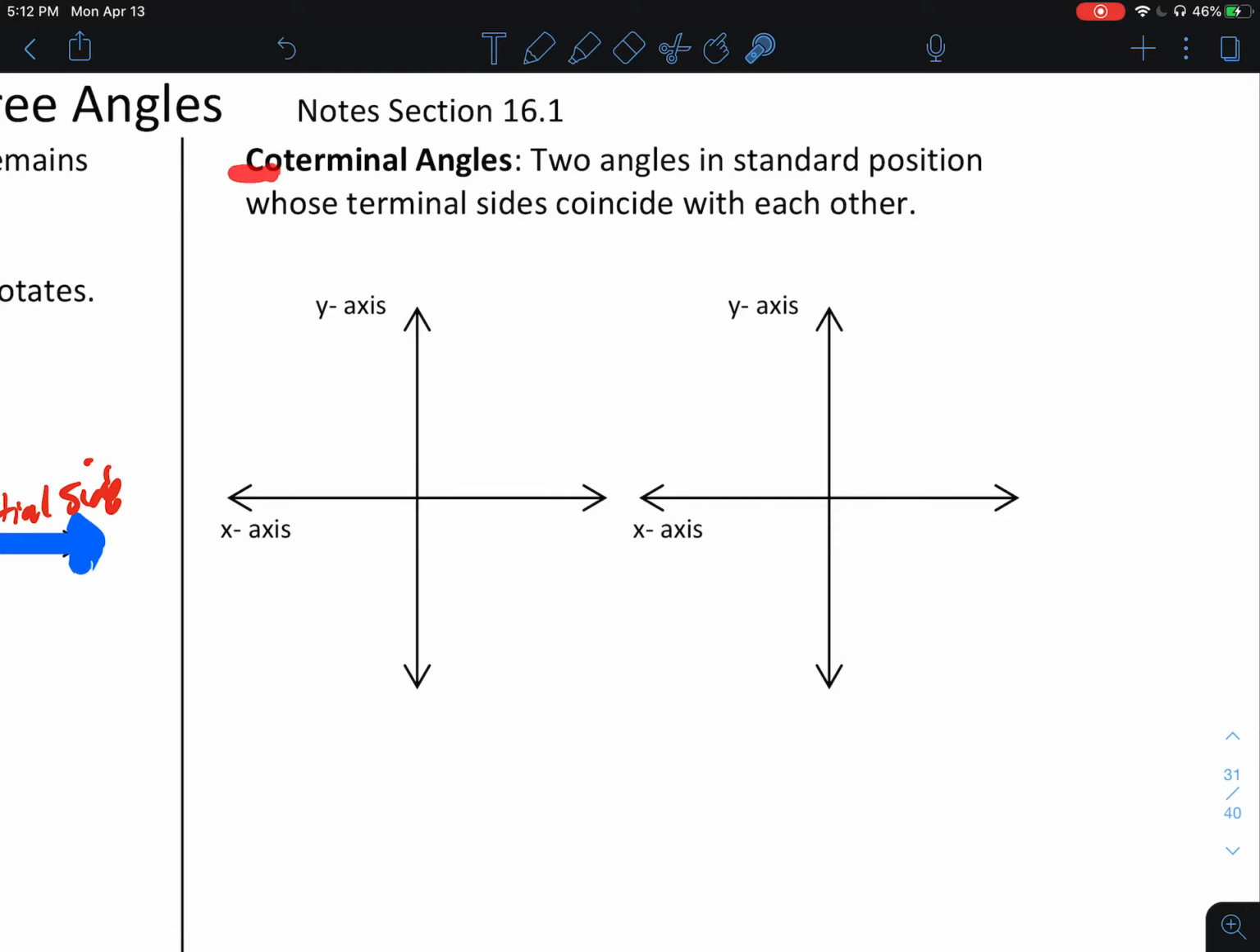Coterminal angles. Co means together, terminal means the terminal side. So the terminal sides fall in the same positions. Two angles in standard position whose terminal sides coincide with each other.